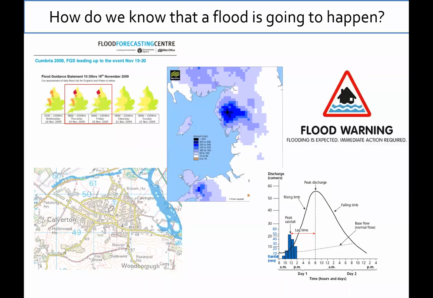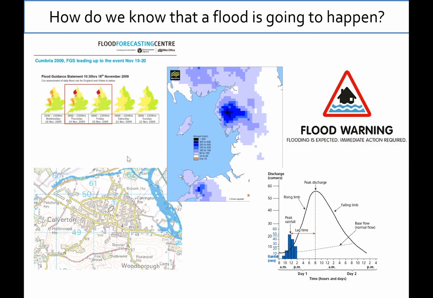So today's lesson is all about flooding, but how do we actually know if a flood is going to happen? Have a look at these pictures. Think, well, how do we know? How do we know when it's going to flood? Right, so we know because we can look at rainfall.